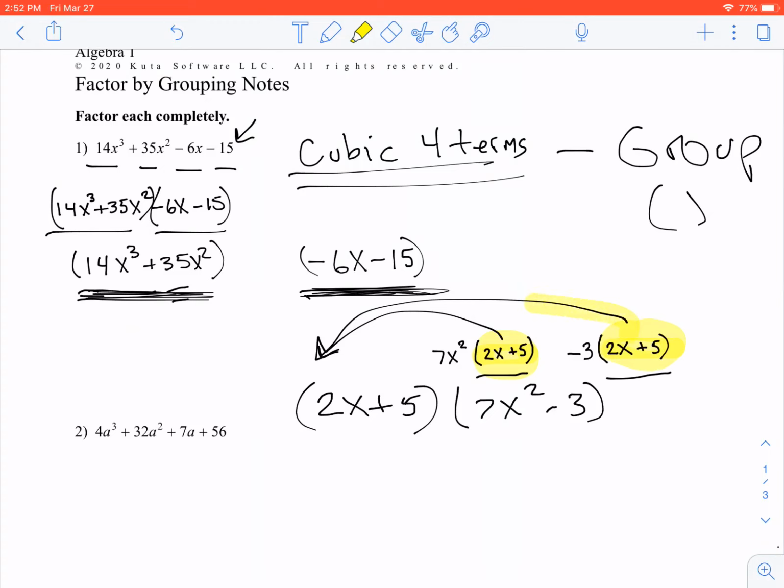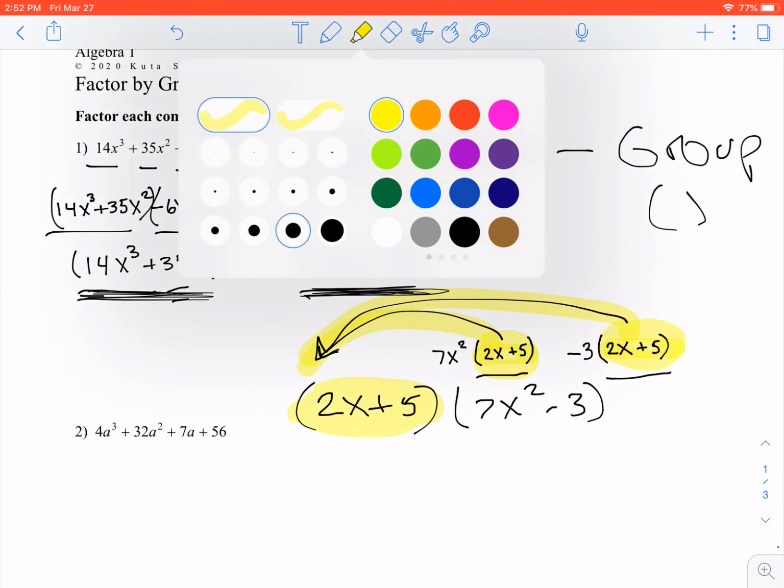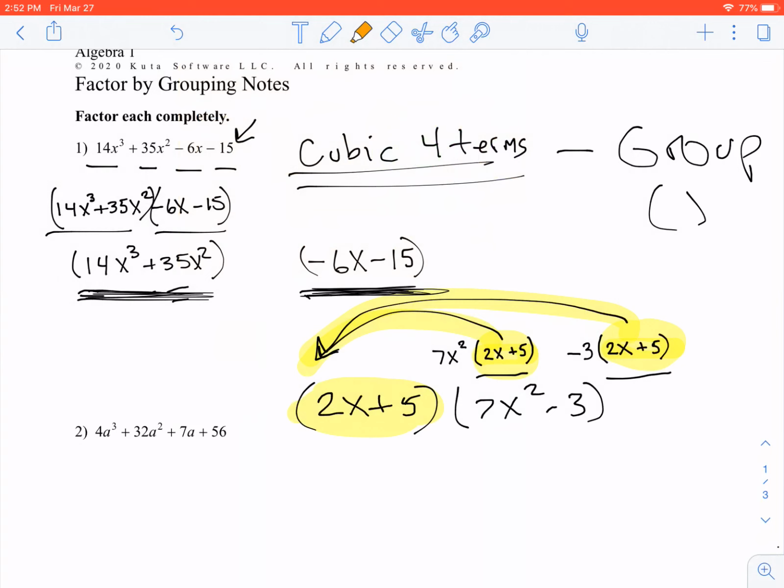I just took it out of both of those and brought it out front, and now it sits by itself as 1. What I'm left with inside is just the 7x squared minus the 3. So here are my inside pieces. After I factor the 2x plus 5s out, they become 1, and I can bring that 7x squared minus 3 together.